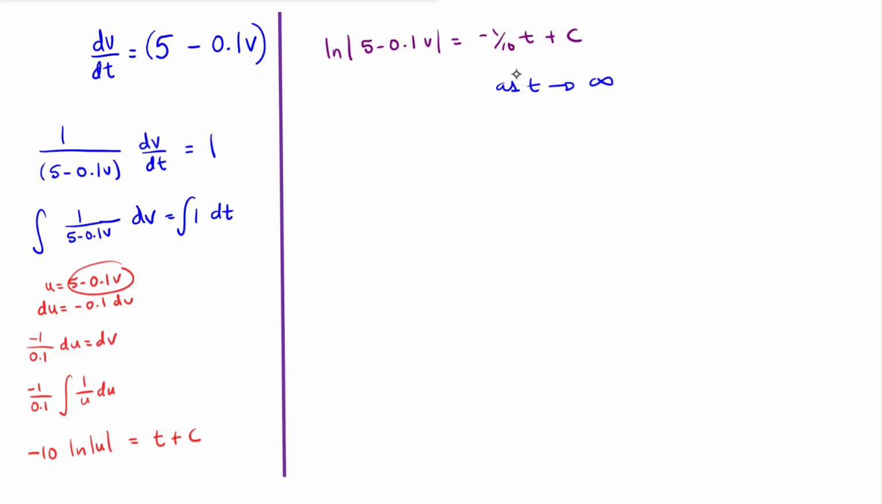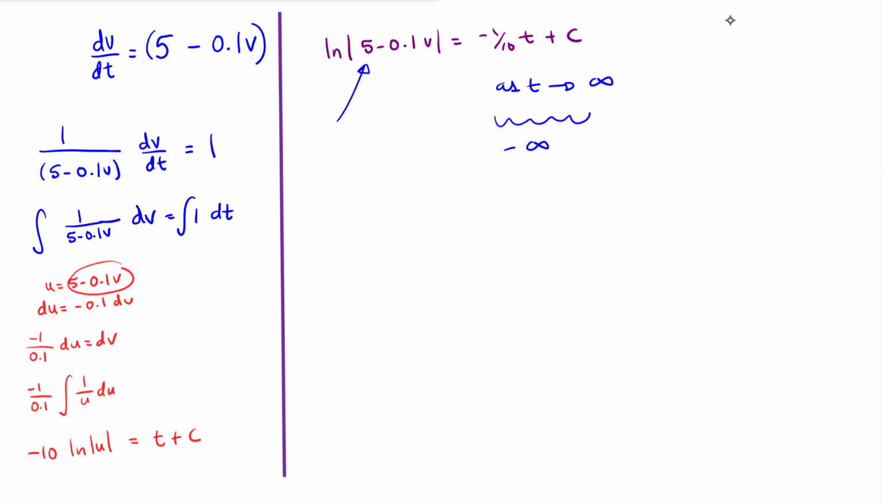So as t goes to infinity over here, think about negative 1/10 times t plus some unknown constant. The unknown constant is not affecting anything significantly as t goes to infinity. So we're basically asking ourselves, what happens to negative 1/10 times something going towards infinity? Well, it's going to be going to negative infinity. And then what's the left side doing?